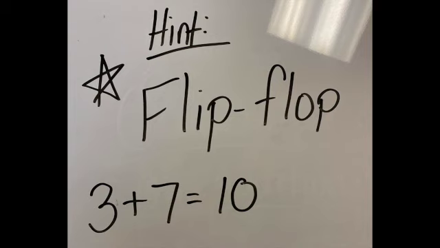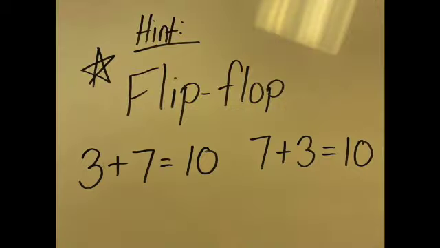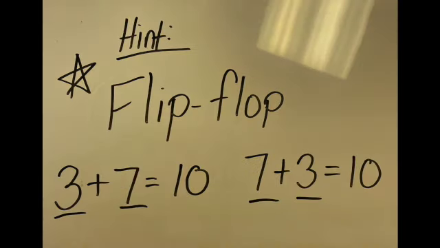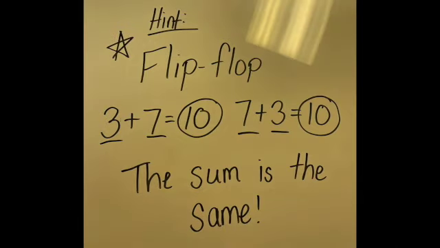In the problem 3 plus 7 equals 10, let's see what the commutative property would look like. So let's do our hint, flip-flop, and 3 plus 7 equals 10 is the same as doing 7 plus 3 equals 10. So my 3 and my 7 are flipped around, they're flip-flopped, but our sum of 10 is the same. So it does not ever matter when you are adding what position your addends are in. If the number is first or if it's second, you will always get the same answer or the same sum.